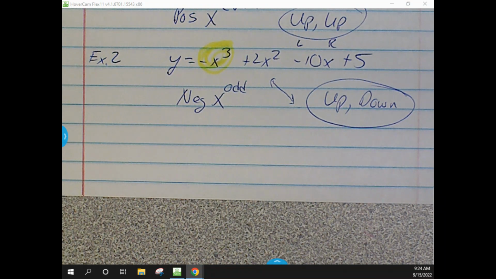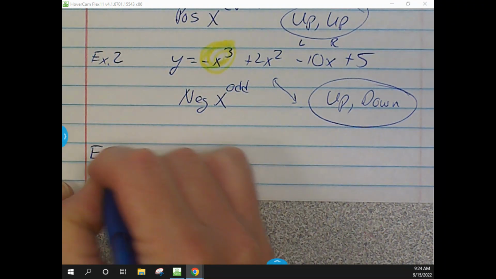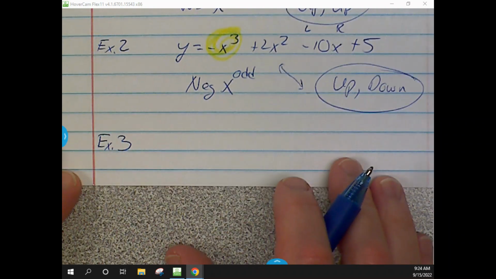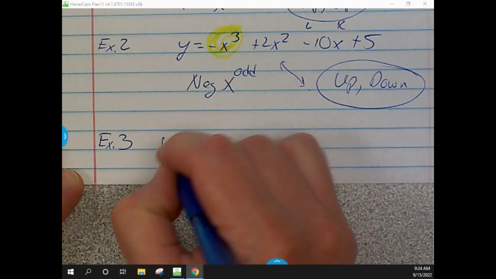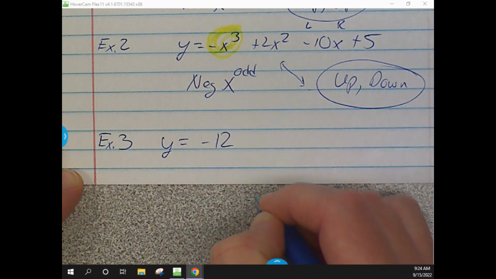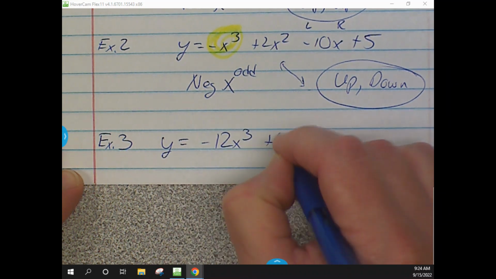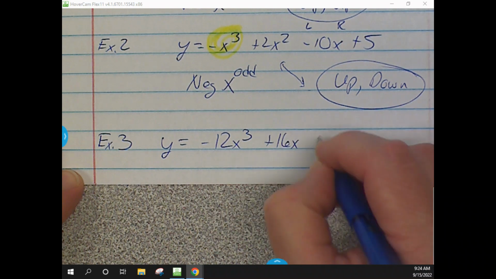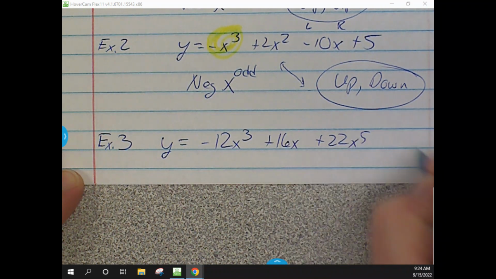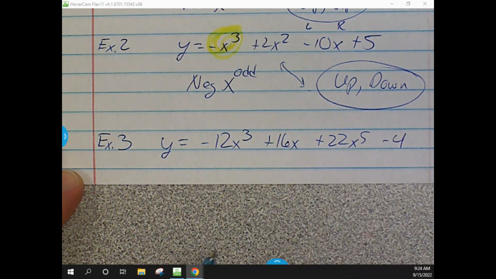Okay. Let's give you one more. I think it should be fun. All right. So for example 3, negative 12x to the third plus 16x plus 22x to the fifth minus 4.